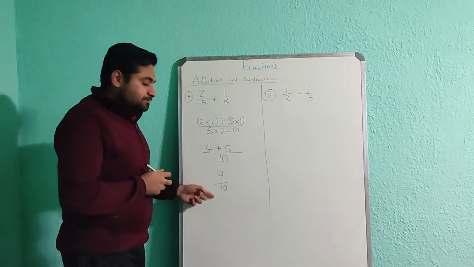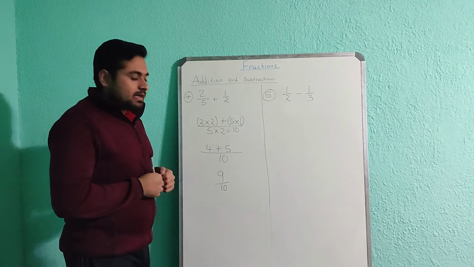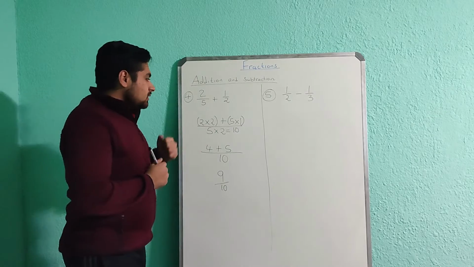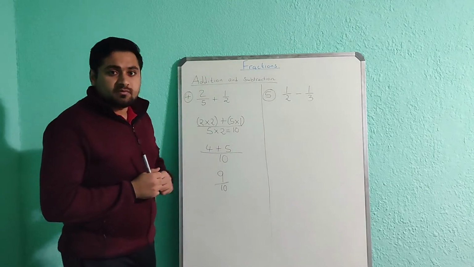As you can see, our answer is in the simplest form. It cannot be simplified further. Why? Because we got an odd number on top and an even number in the bottom. So this is your answer. Let's move on to number 5.